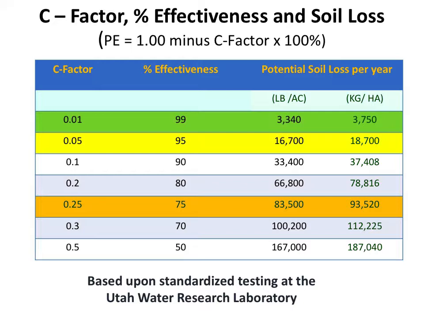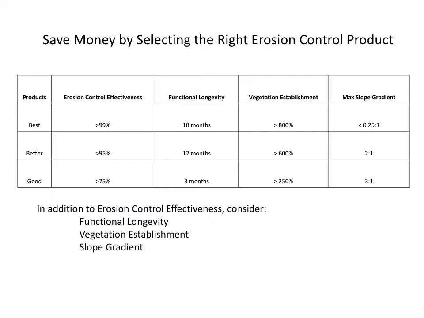Even a good product can have up to 83,000 pounds per acre per year of soil loss. On the next slide, some other things I wanted to share with the group, things to consider when selecting the right erosion control product. A lot of these native seeds take a long time to germinate and fill in. So whereas a good product with 75% erosion control effectiveness might be good, that functional longevity of 3 to 6 months, 3 months typical, might not be sufficient for your site. You might have to go with a 12-month or 18-month functional longevity to protect that seed and retain that moisture over time.